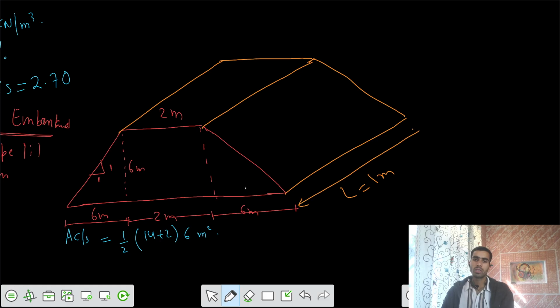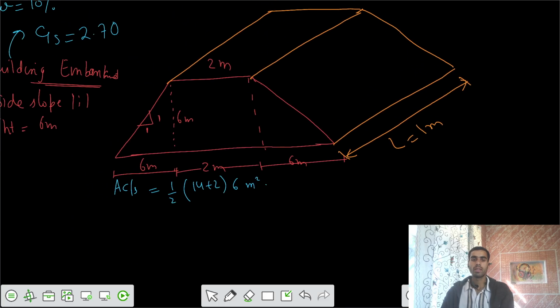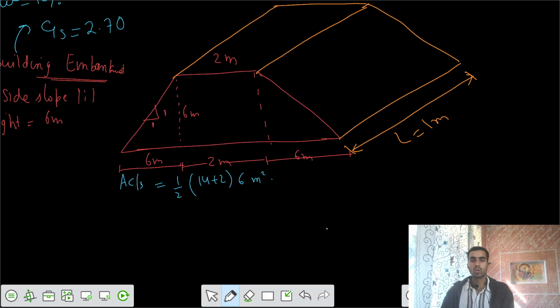Can you get the volume? What is the total volume of soil required? Can you get the total volume of soil required for these dimensions? So the total volume of the soil required in the embankment. This is your embankment.